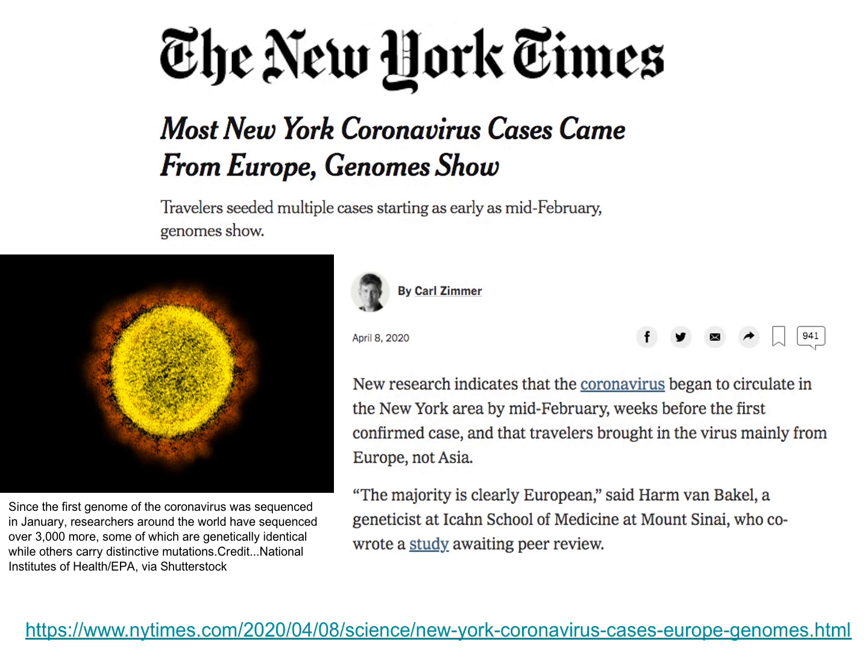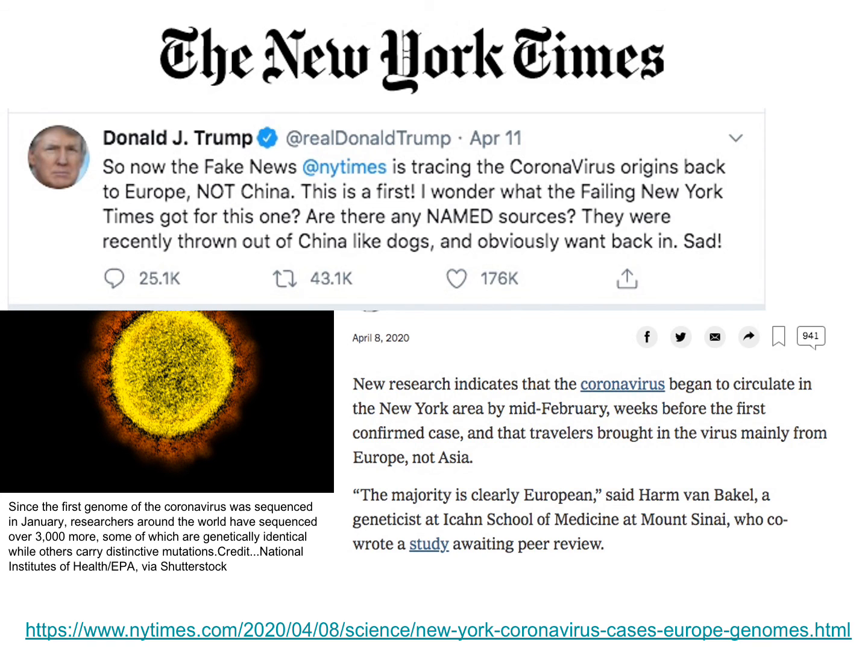But I just wanted to make a point that we sort of live in interesting times now, where it turns out politics oftentimes trumps science these days. It was just a couple days after this article was published in the New York Times that our president tweeted that the fake news New York Times is tracing coronavirus origins back to Europe, not China. So he seemed to express some bewilderment about this point. And then, interestingly, he also said, I wonder where the failing New York Times got this one. Are there any named sources?